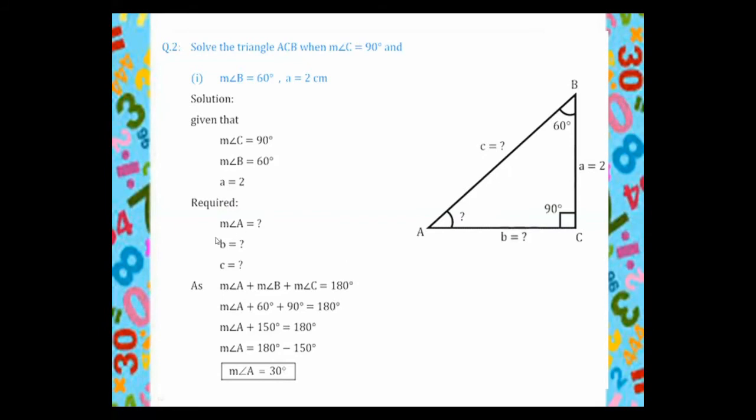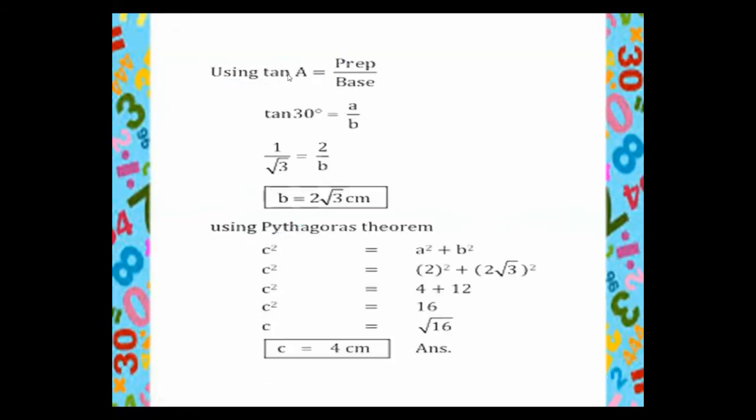Now for B and C, base and hypotenuse, we use tangent A, that is perpendicular upon base. Here we have to find the base. So tangent 30 degrees is equal to A upon B, and we know the value of tangent 30, that is 1 upon root 3, equal to 2 upon B.